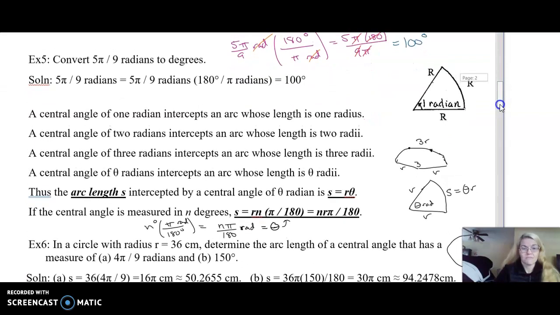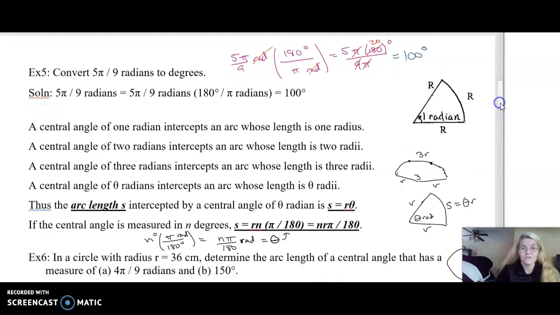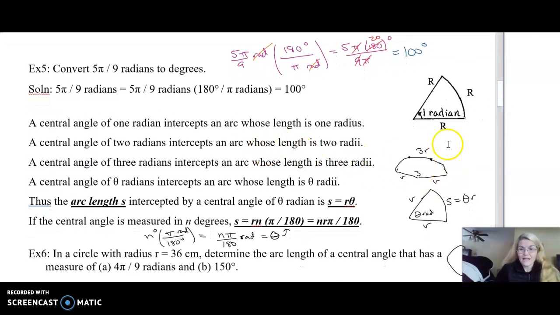This is where we stopped in class. So moving on after converting between degrees, thinking about this central angle, the central angle of 1 radian traces out an arc whose length is 1 radius. So a central angle of 2 radians, swoosh, swoosh, is going to have an arc length of 2 radii. We don't say radiuses, we say radii. A central angle of 3 radians has an arc length of 3r, 3 radii.